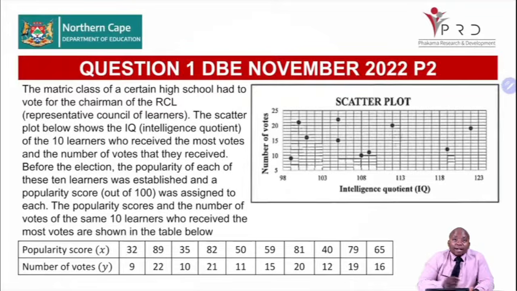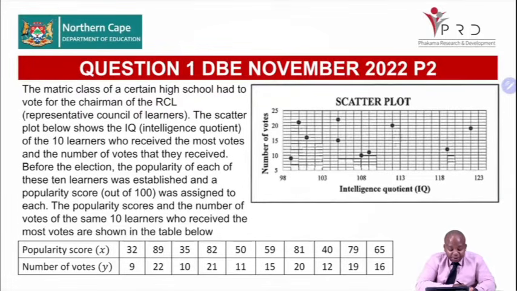Welcome back, grade 12s. Let us go through our statement first. The statement reads as follows. The matric class of a certain high school had voted for the chairman of the RCL, the representative council of learners. The scatter plot below shows the IQ, which is intelligent quotient, of 10 learners who received the most votes, and the number of votes that were received before the election. The popularity of each of these 10 learners was established, and a popularity score out of 100 was assigned to each.